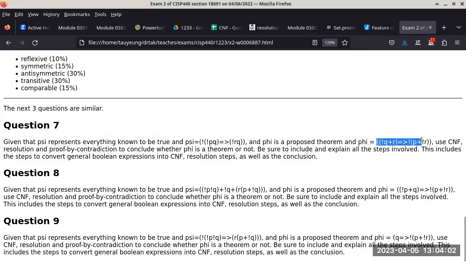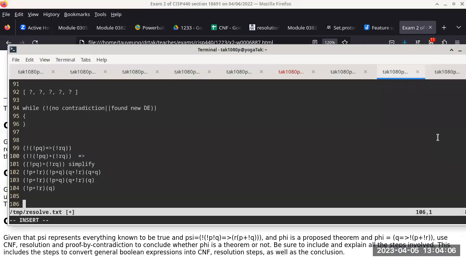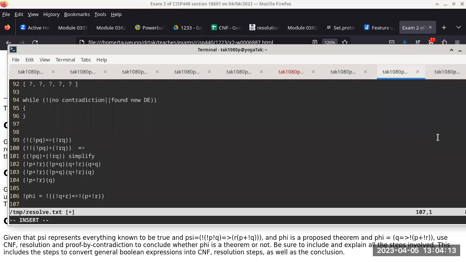This is what you're given as the proposed theorem. The first thing you need to do is negate it. So we'll say not phi is the negation of this entire thing. We have to take care of the definition of implication first, so we'll go ahead and do that. That means we turn this into an OR, but we have to negate the left-hand side of the implication. Are we good so far?